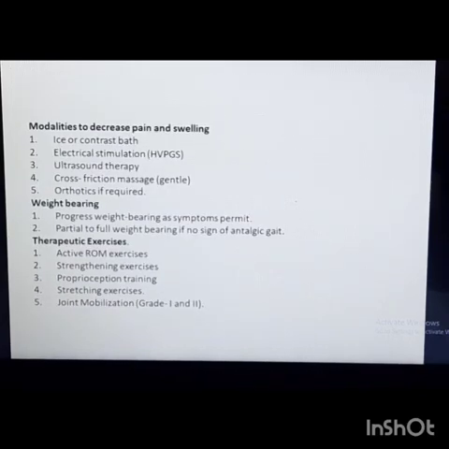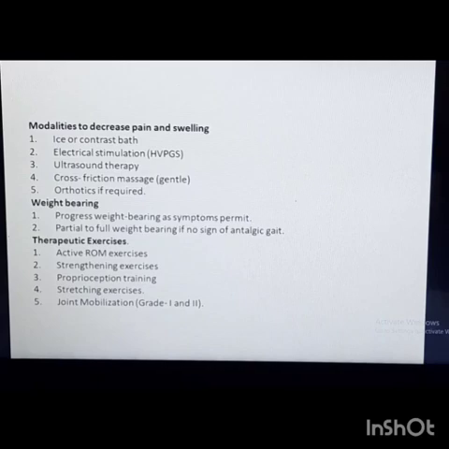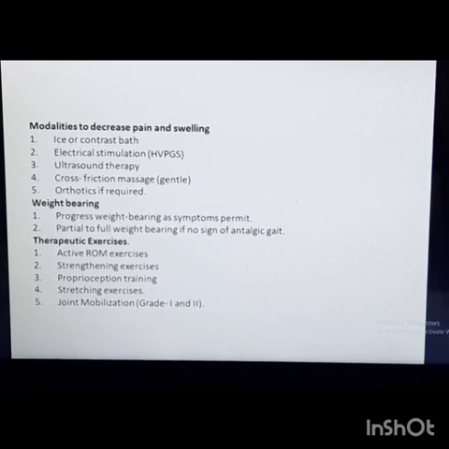Modalities for decreasing pain and swelling are ice bath, contrast bath, high voltage pulsed galvanic stimulation, ultrasound, cross friction massage, and orthosis if required. Weight bearing is partial as symptoms permit. Progress from partial weight bearing to full weight bearing if there is no sign of antalgic gait. Therapeutic exercises: active range of motion, strengthening, proprioception, stretching exercises, and joint mobilization to increase range of motion of dorsiflexion and eversion and inversion as movement permits.